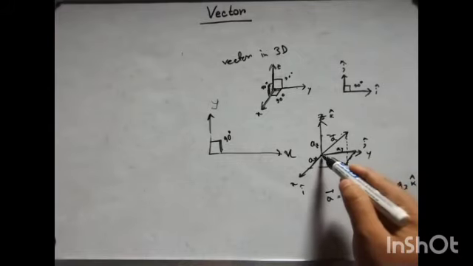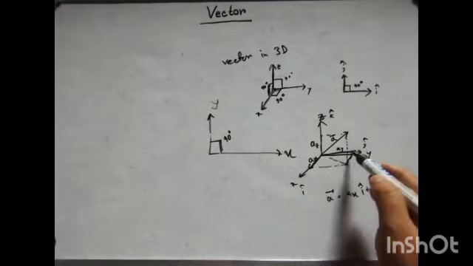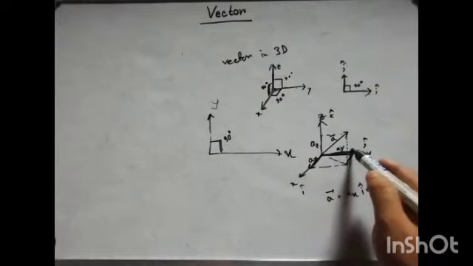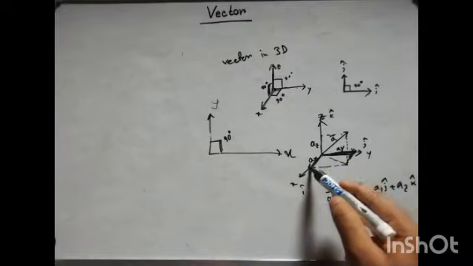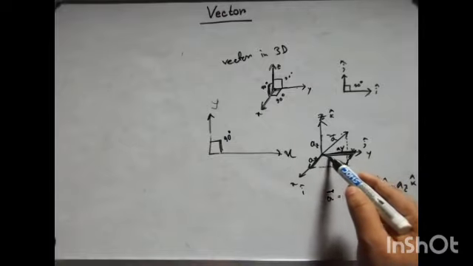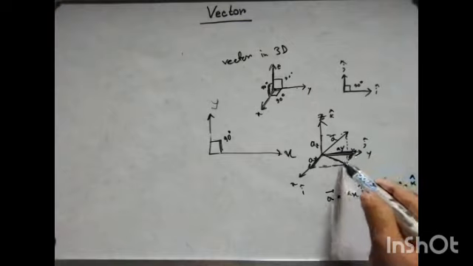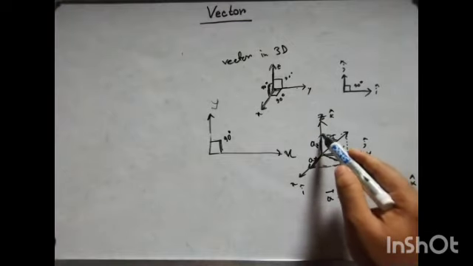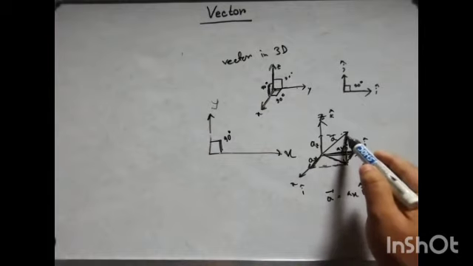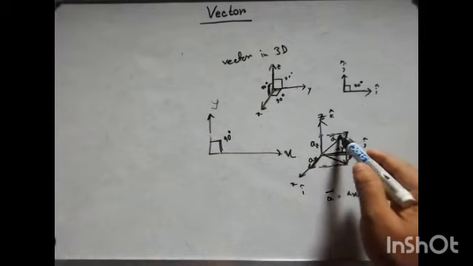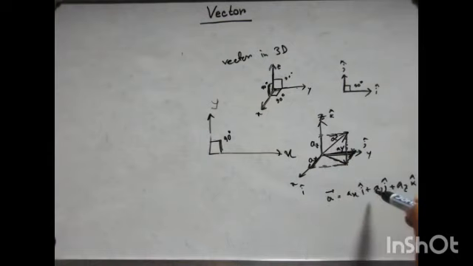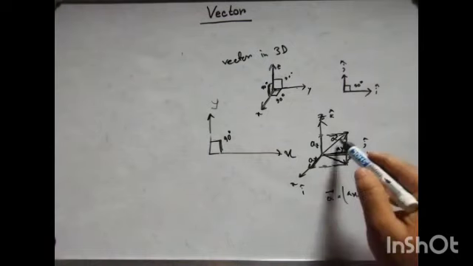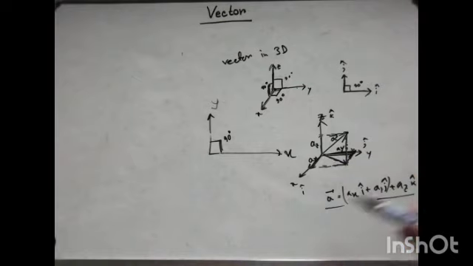First, if you add this ax vector and ay vector, then ax i cap plus ay j cap, with the parallelogram law you will get this vector. And then if you add this az k cap, then you will get the vector a.